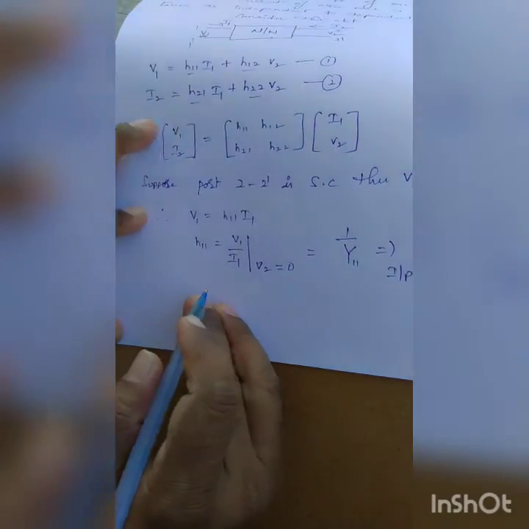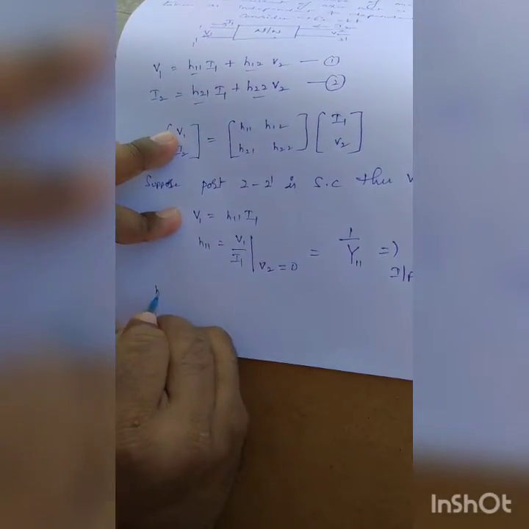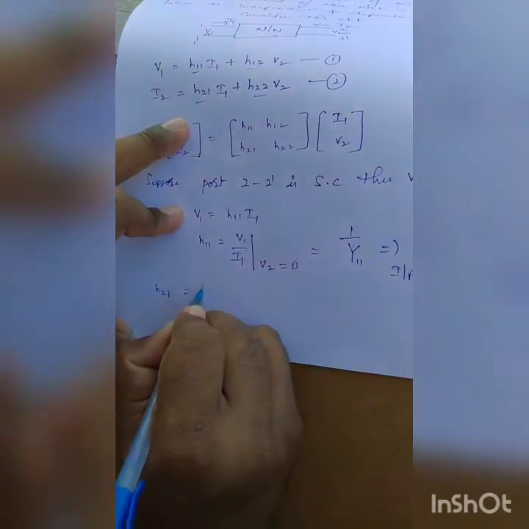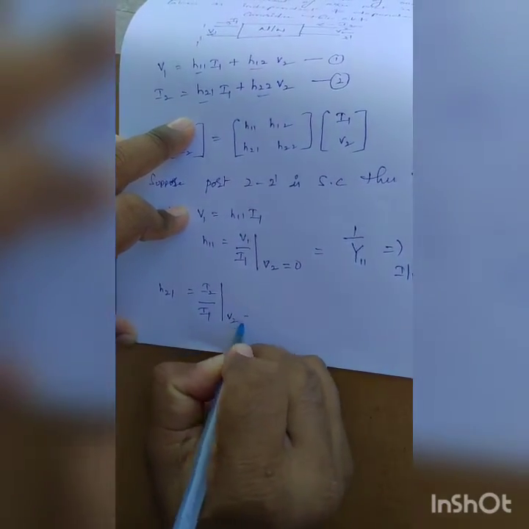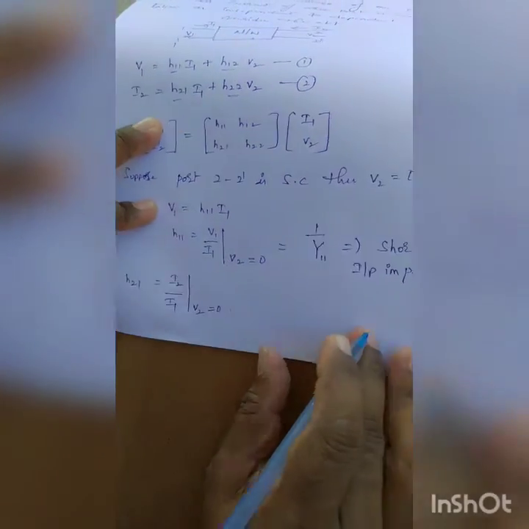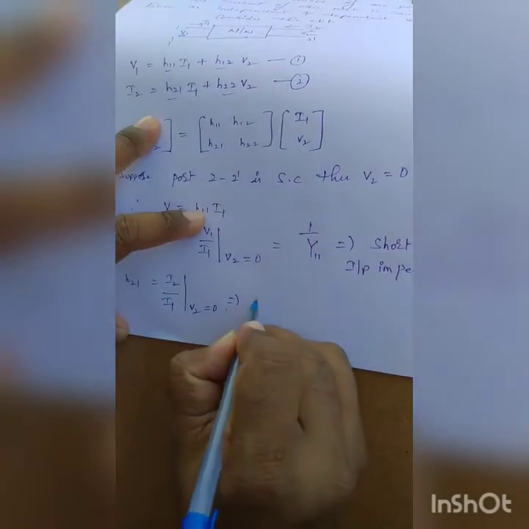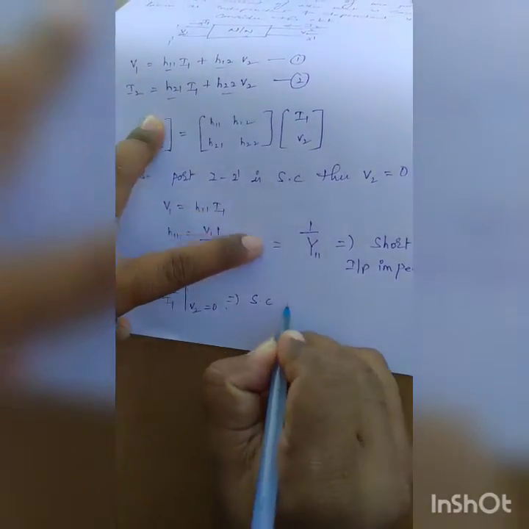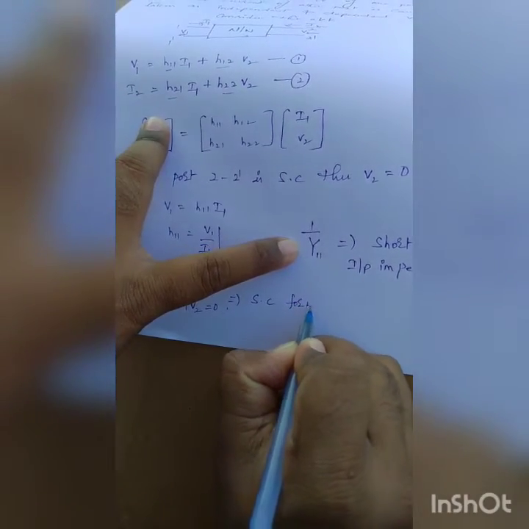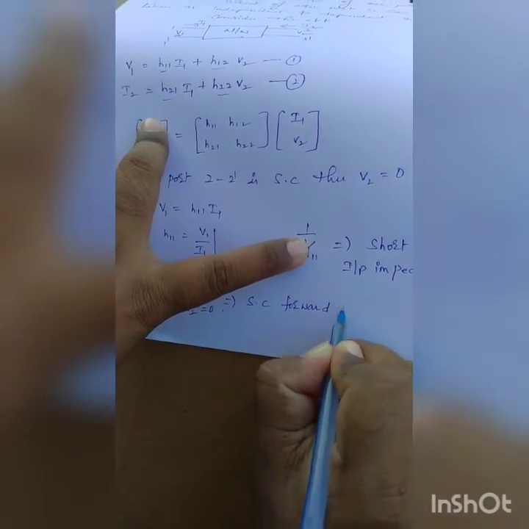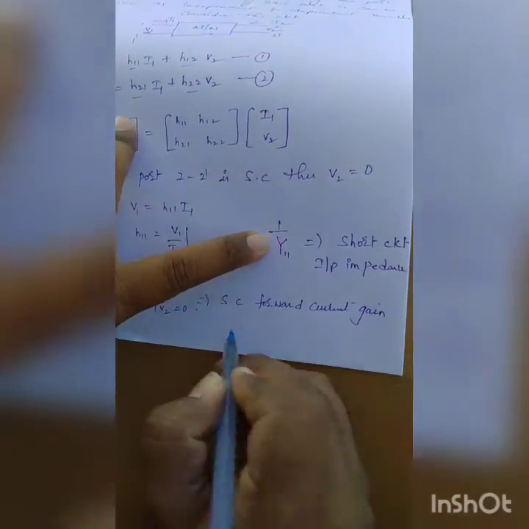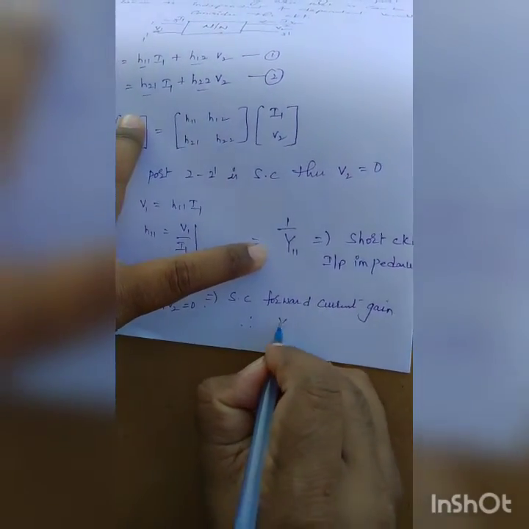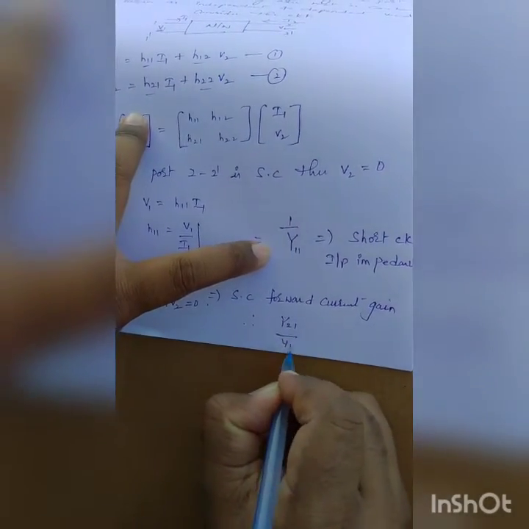In the same way, from equation 2, H21 is equal to I2 by I1 when V2 is equal to 0. This is called the short circuit forward current gain. Therefore, it is Y21 by Y11.